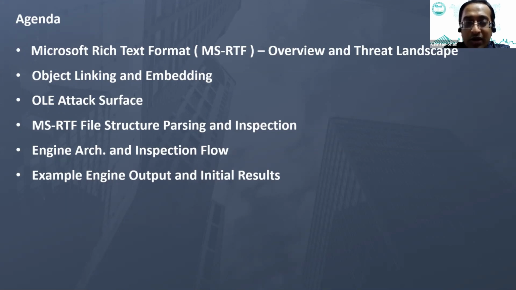We'll discuss in a little more detail the MS RTF file structure parsing and how to go about inspecting the RTF file format on the network, and how we can build an automated inspection mechanism to classify MS RTF files. We'll talk about the engine components, architecture, inspection flow, and then end this talk with example engine output and what we've seen as initial results when we ran this tool over many of the exploits that we have tested.